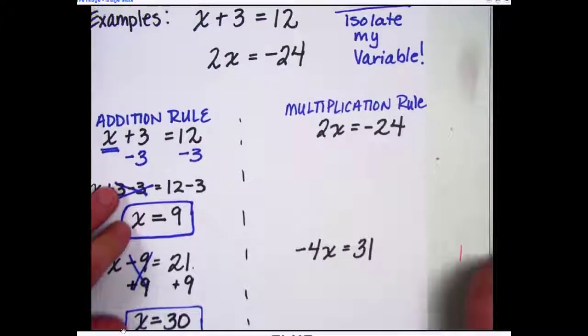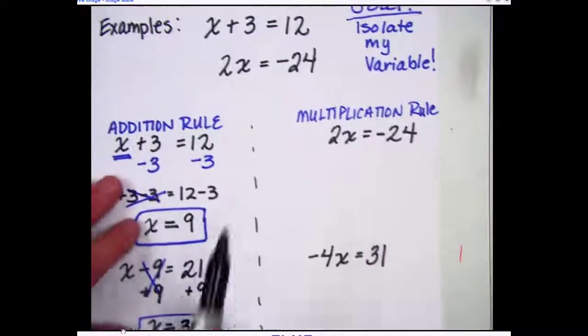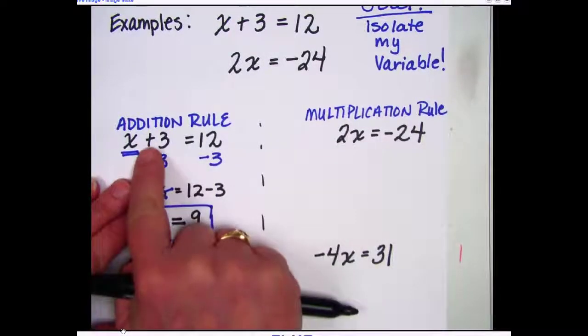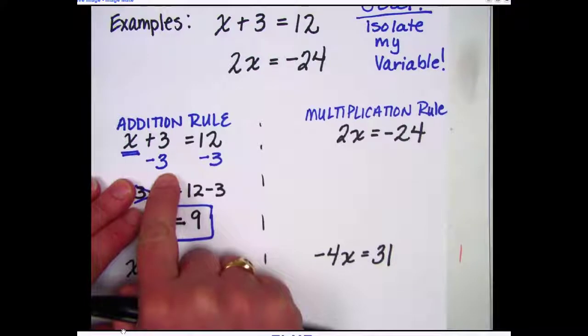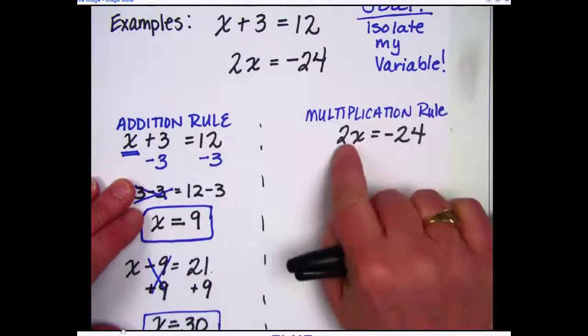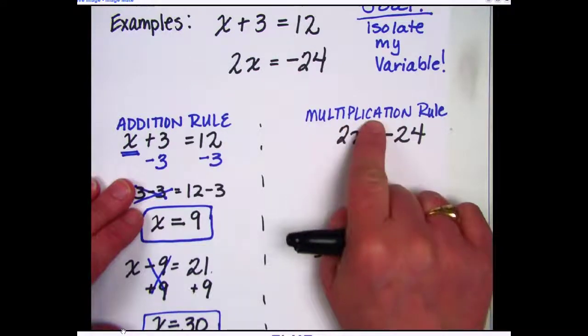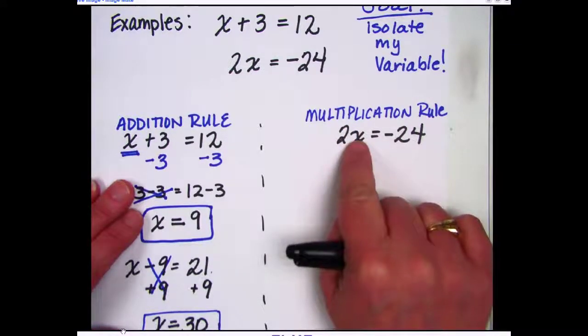Now let's use the multiplication rule. When do we know to use the addition rule? When do we know to use the multiplication rule? Well, here we see we're adding 3, so we want to subtract 3 to get rid of it. But when we have a number right next to our variable, the operation implied is multiplication. So how do I undo multiplication?